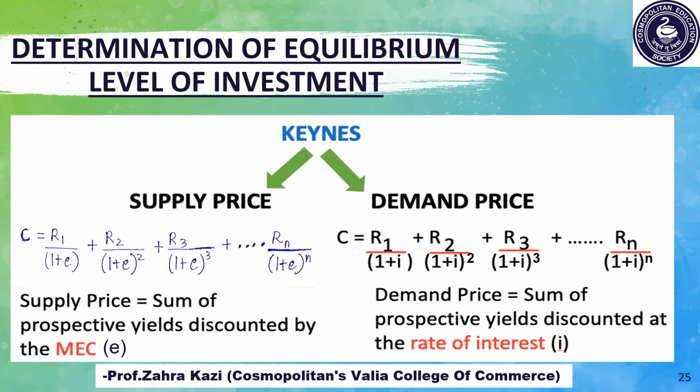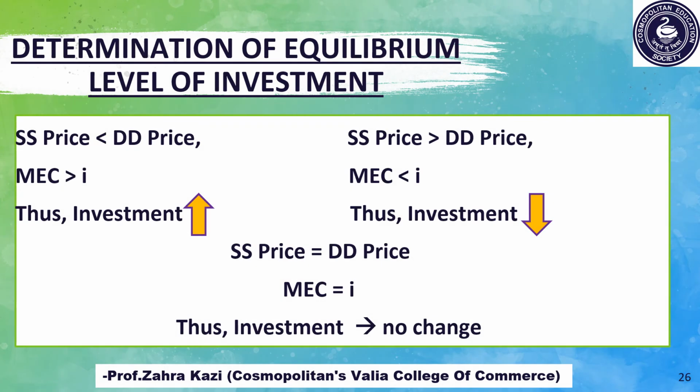Both supply price and demand price can be expressed from the following equations. When the supply price is less than the demand price, the MEC will be more than the rate of interest, and therefore investment will increase because new investment in capital assets will be profitable.